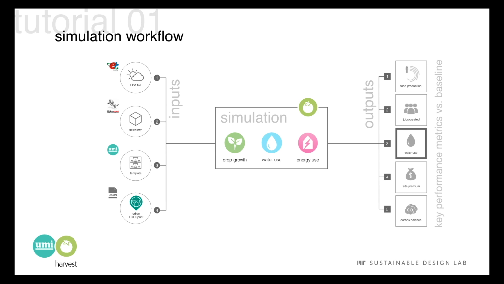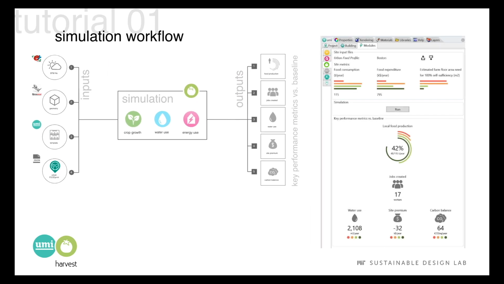the amount of water used yearly by the farms, the site premiums that the occupants might have to pay for local produce, and the carbon balance, which is an indicator that shows you whether it is more sustainable to grow the vegetables on your site or to import them. And this is how Harvest displays all these indicators.